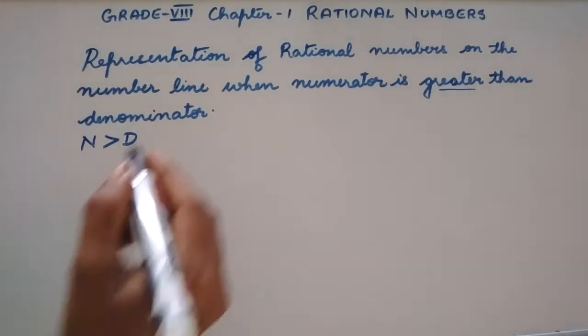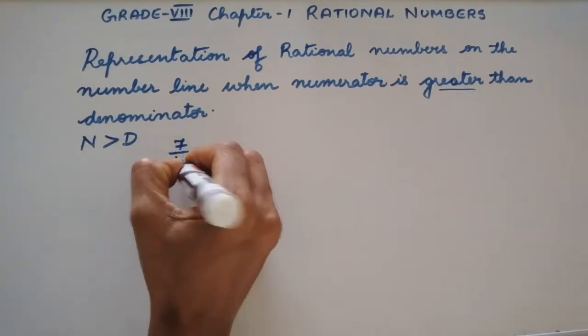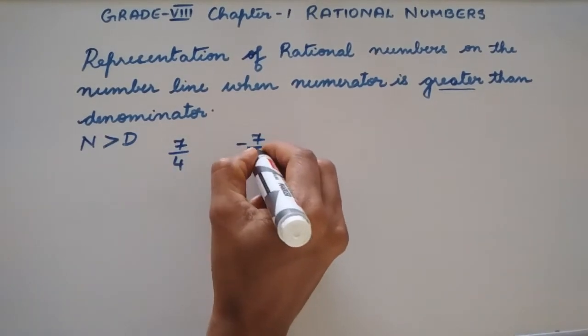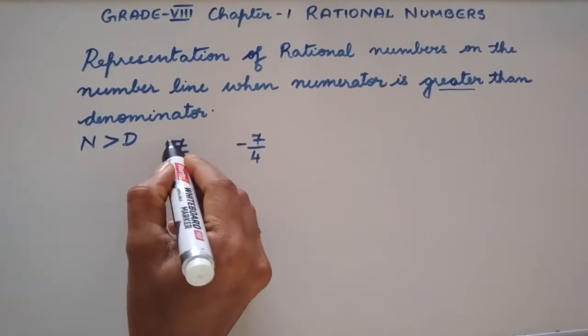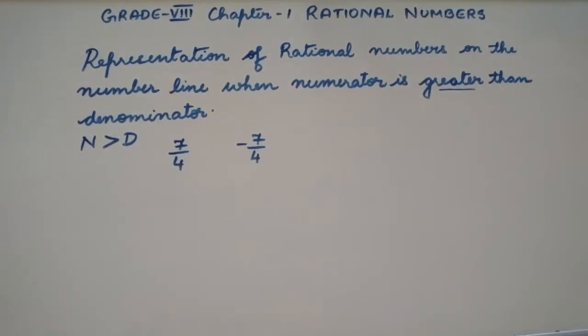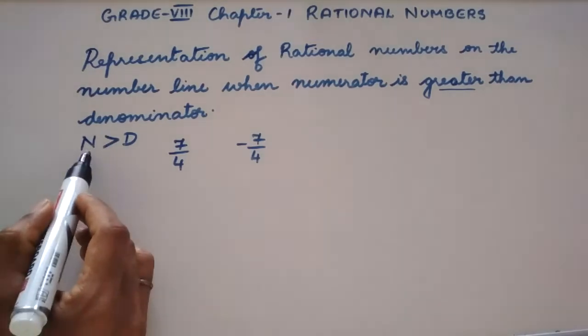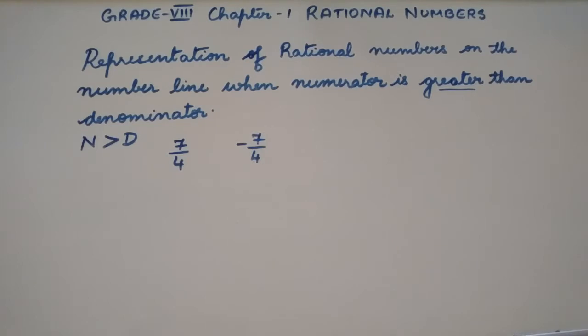Let us represent 7 by 4 and minus 7 by 4. So we find the numerator is greater than the denominator, that is 7 is greater than 4. Let us first represent 7 by 4. The first step when the numerator is greater than the denominator is to convert 7 by 4 into mixed fraction form.